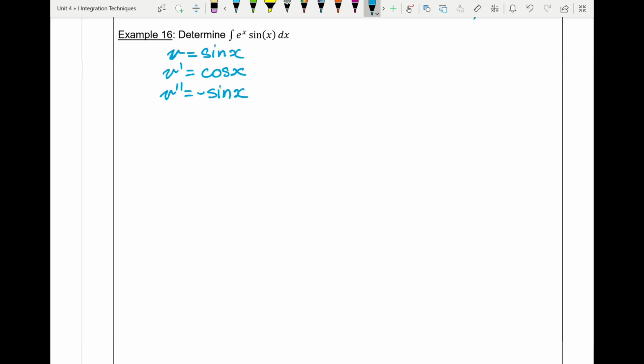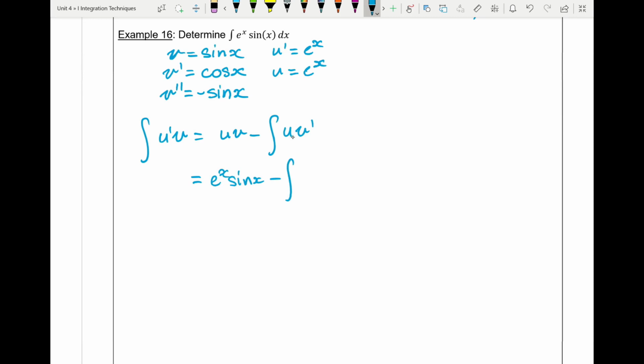So if this is the case, we need our u dash, which is going to be e to the x. We need our u, which is still going to be e to the x. So let's apply this. So the integral of u dash v is equal to uv take integral of uv dash. So this becomes u times v is e to the x sine of x. We then get minus integral of e to the x, and then v dash is cosine of x dx. Well, we still can't do anything with that. What I'm going to note is that this is equal to e to the x sine of x dx.